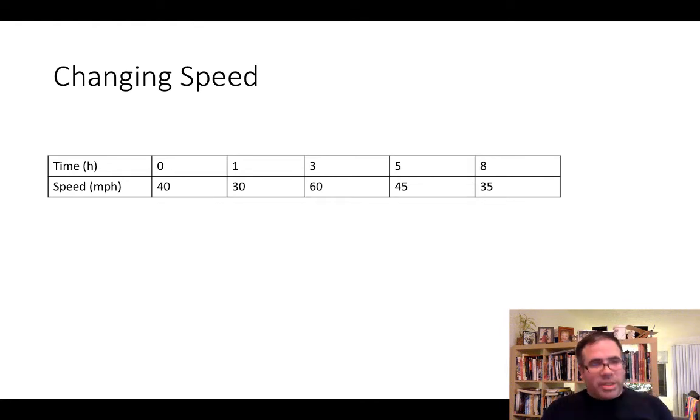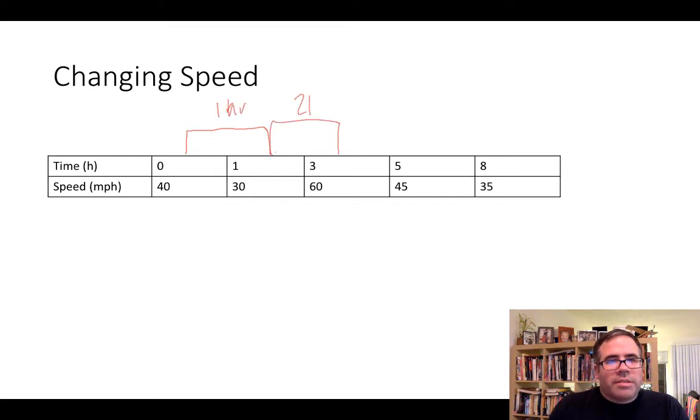And so for each of them, we have an interval of time, right? So from here to here, that's 1 hour. And then from here to here, that's 2 hours. Then from here to here, that's again 2 hours. Here to here, that's 3 hours. And so on each of these intervals, from 0 to 1, from 1 to 3, from 3 to 5, from 5 to 8, we can use our same relationship of distance equals rate times time, right? Because we have all the rates.